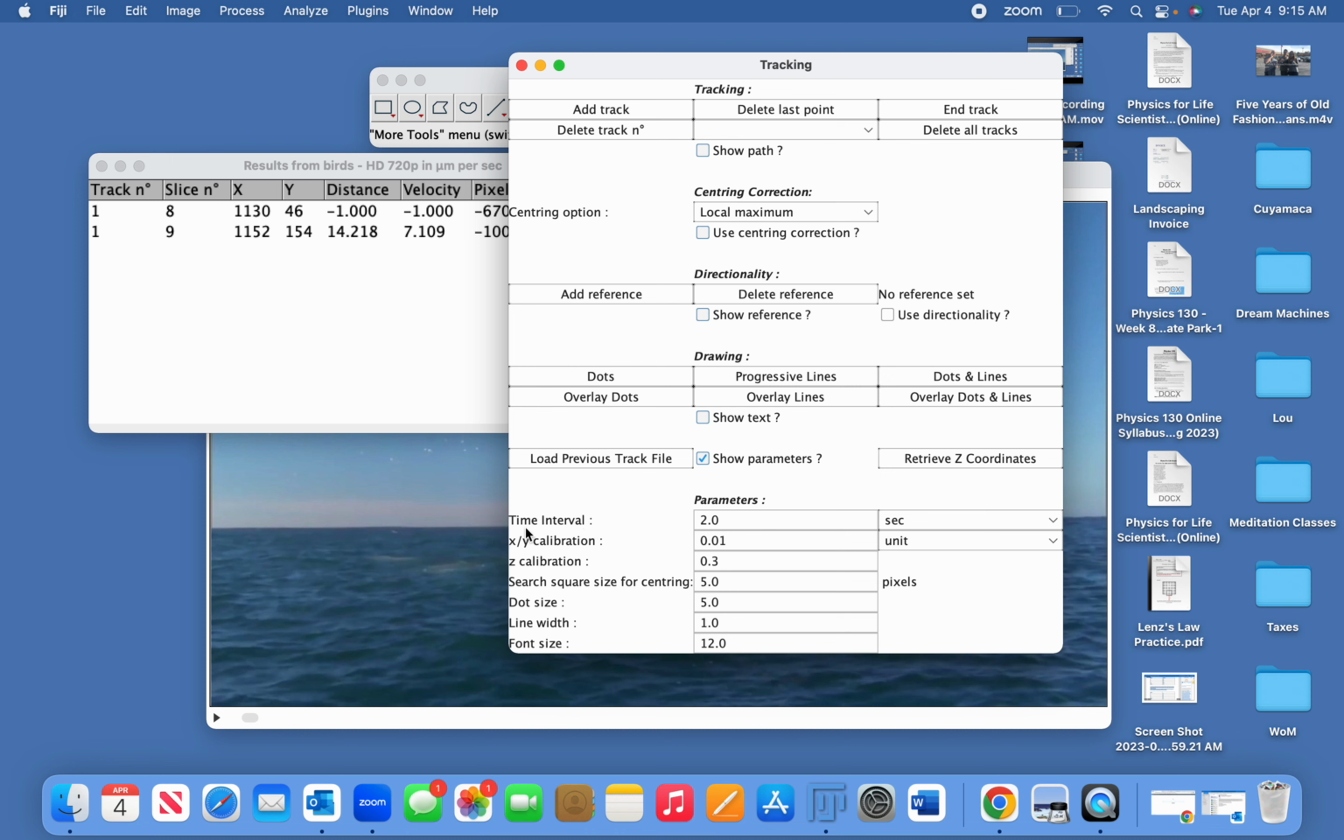We also have to make sure we do the time interval. So just like last time, this is 60 frames per second. So if we divide 1 by 60, we can find out how many seconds there are per frame.